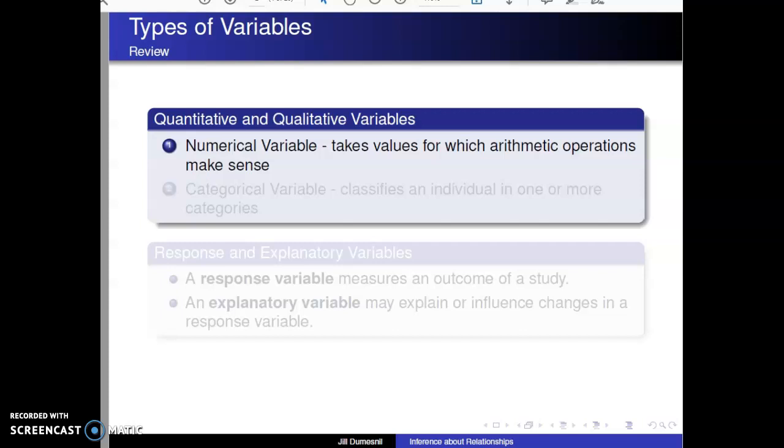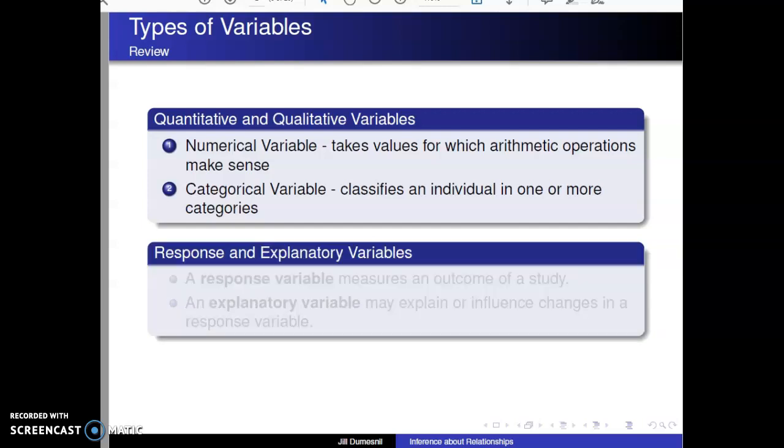A quantitative or numerical variable takes on values for which arithmetic operations make sense and are typically found by measuring. A qualitative or categorical variable classifies an individual or object in one or more categories and is usually described by counting. When we discuss relationships between variables, we often want to distinguish a response variable and an explanatory variable.